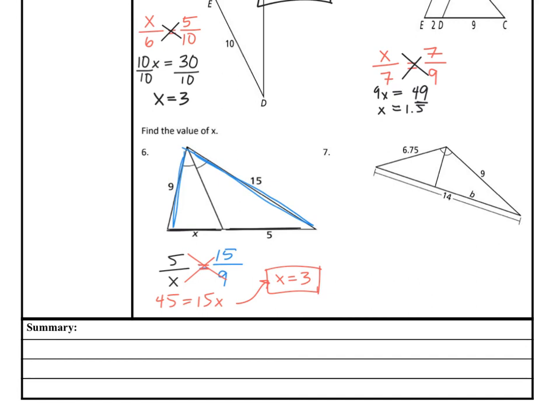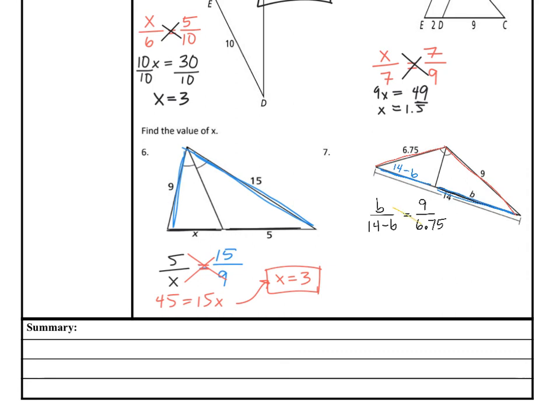Last one. Oh man, it's another one of those where you're given the whole side. You don't want the whole side. You just want the pieces. So B corresponds to this one, but you don't have that piece, so you have to do 14 minus B. Now you can write your proportion when you have all the little pieces. And we know that 9 is going to correspond to 6.75. Let's start with the bigger triangle. So B over 14 minus B, those two go together. That's equal to 9 over 6.75.